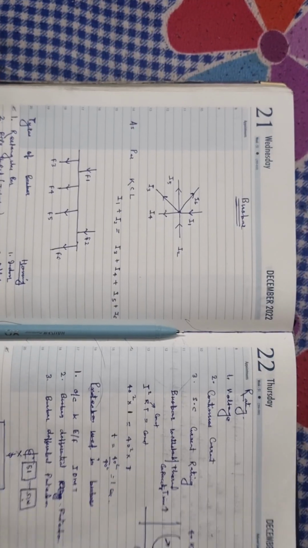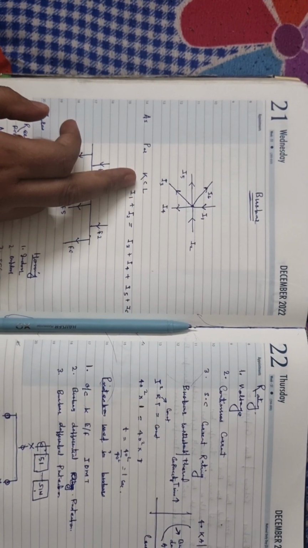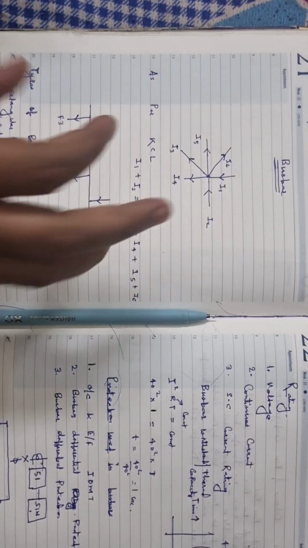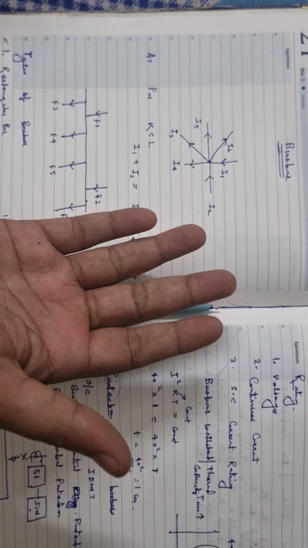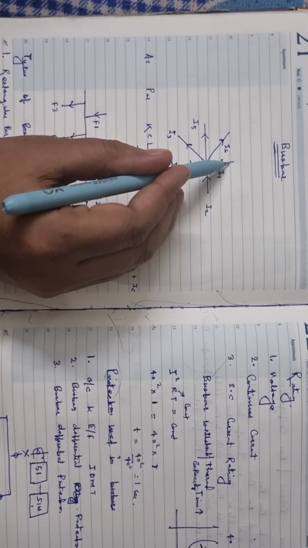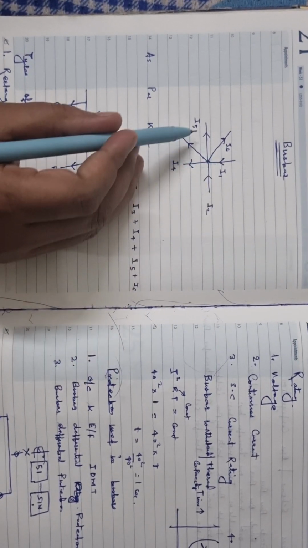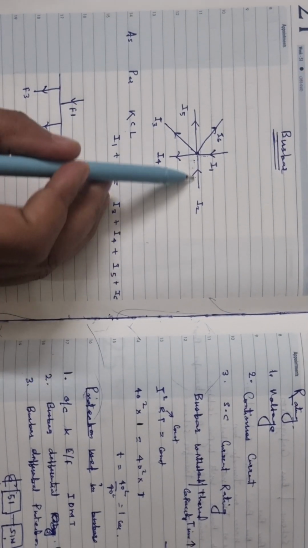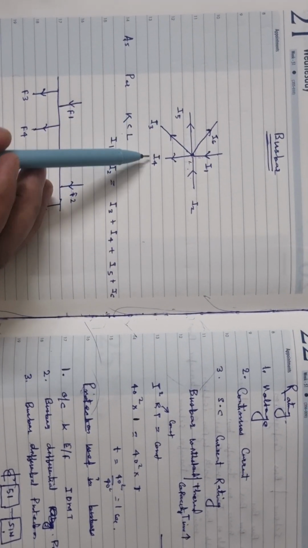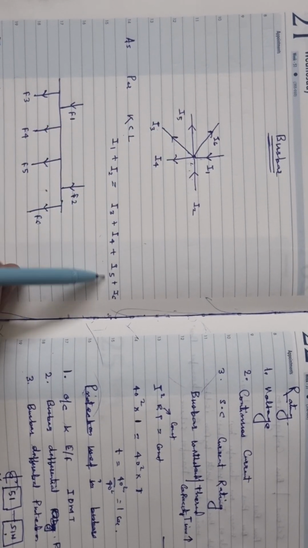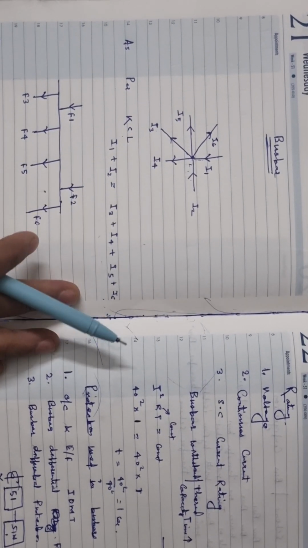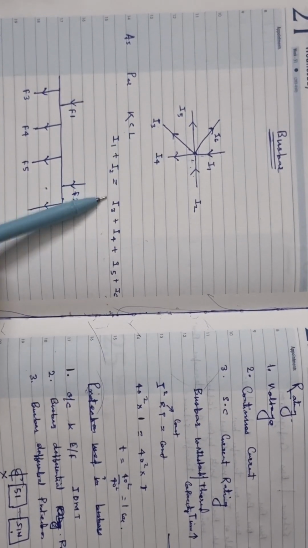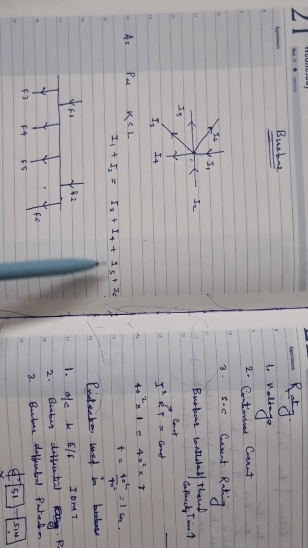First of all, what is KCL? That is Kirchhoff's current law. As we know, the sum of the current entering a node is equal to the sum of the current going out of the node. Here I1, I2 are the incoming currents. As per Kirchhoff's current law, the sum of the incoming current is equal to the sum of the outgoing current. So I4, I3, I5 and I6 are the outgoing currents. So I1 plus I2 is equal to I3 plus I4 plus I6.